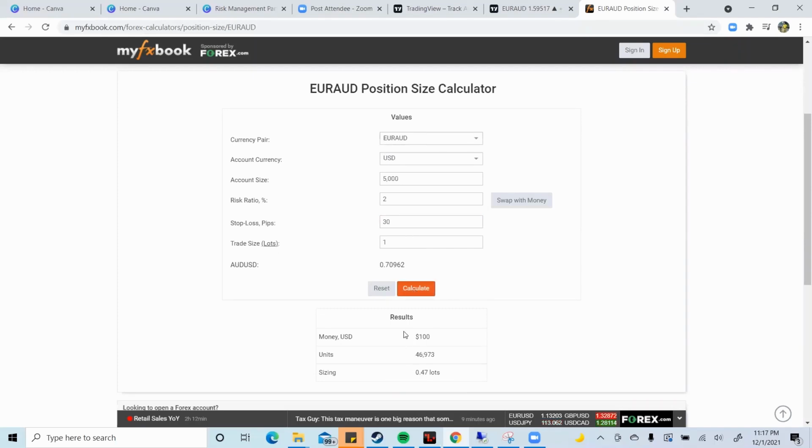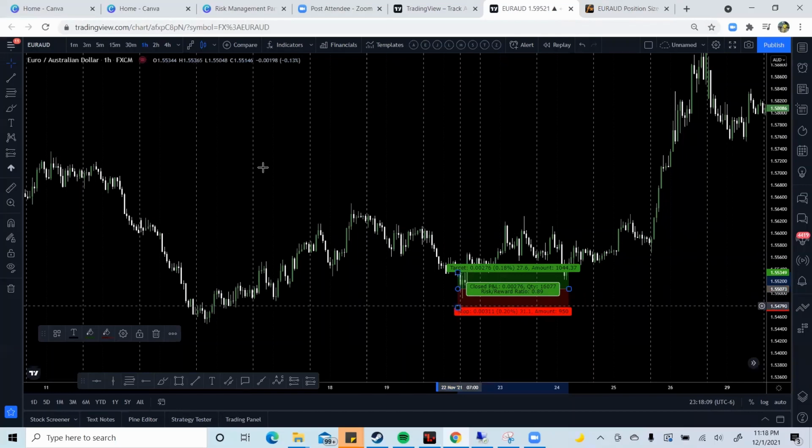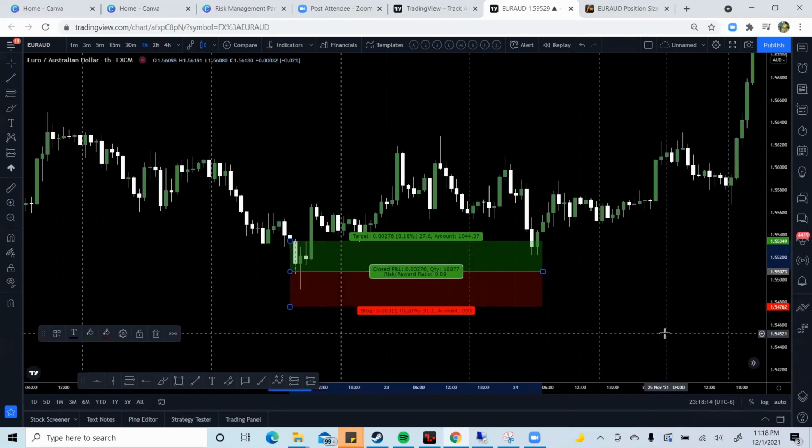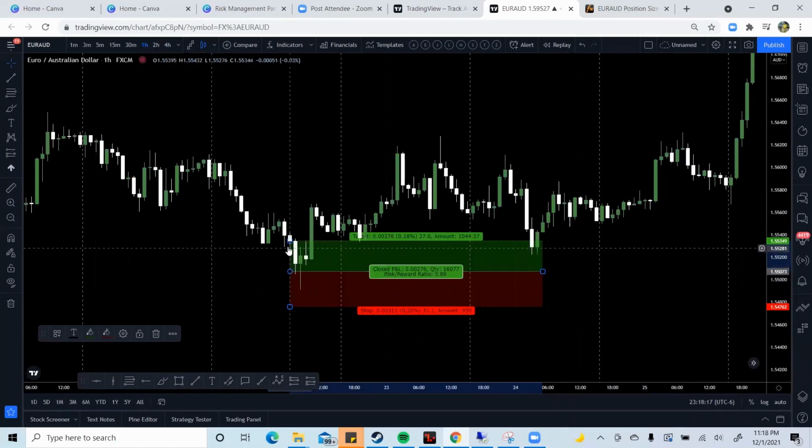Calculate 0.47. So the risk on all these different scenarios has stayed the same as far as the monetary risk. It's always been $100. But the lot size changes depending on what your stop loss is and what pair you're trading. It'll change between that combination. So currently at 30 pips, the lot size you'd have to use is 0.47. Let's zoom in. So that's your 30 pip stop loss.